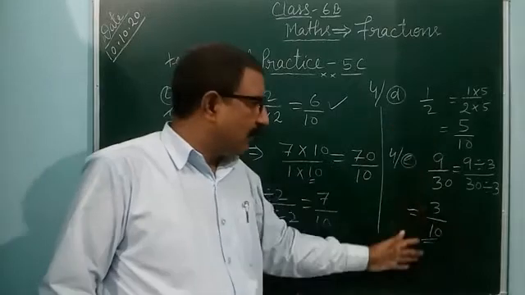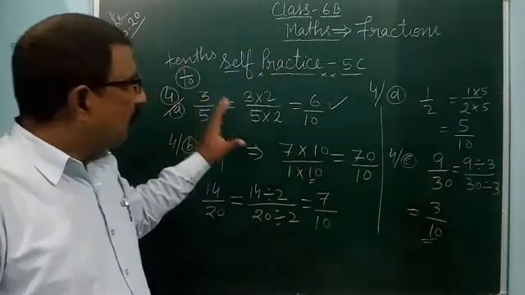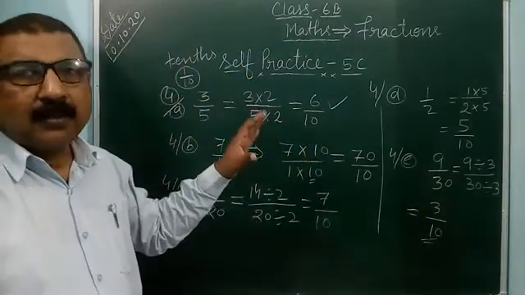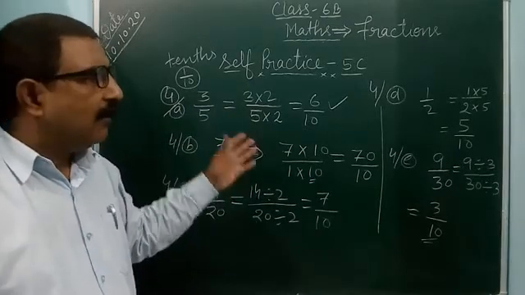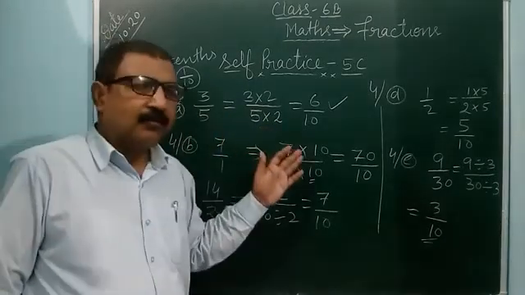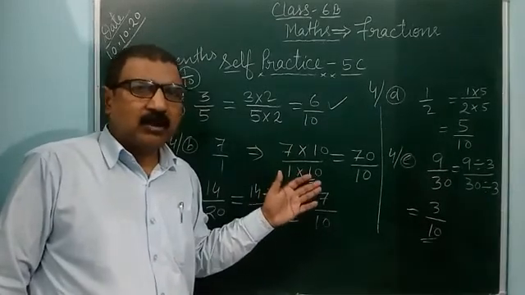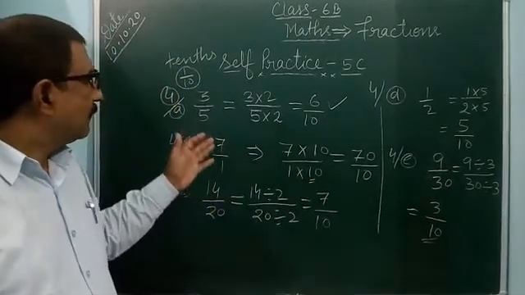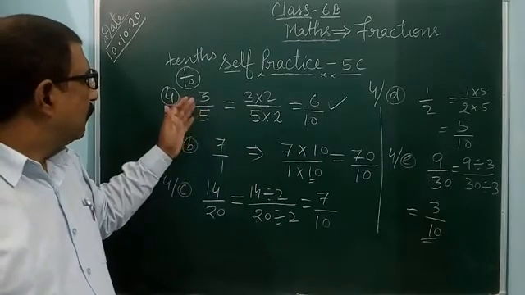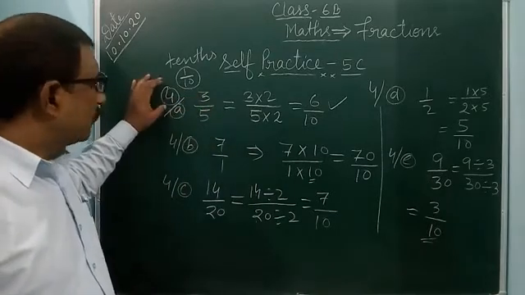So in this way you can do all the questions, multiplying numerator and denominator by the same number, and dividing numerator and denominator by the same number. So you can get all the answers of self practice exercise 5C, question number 4.